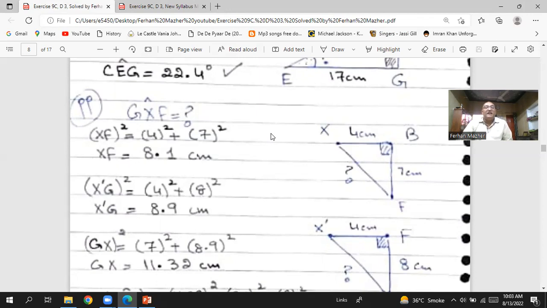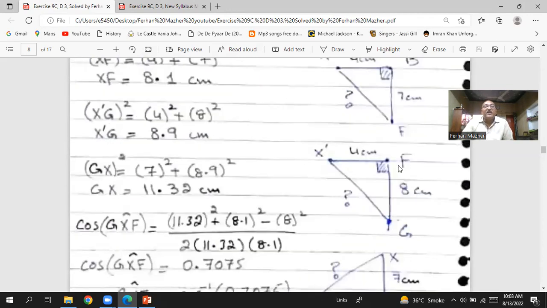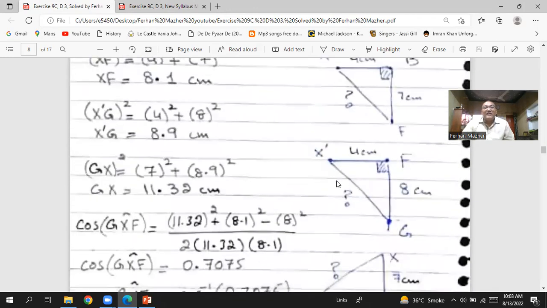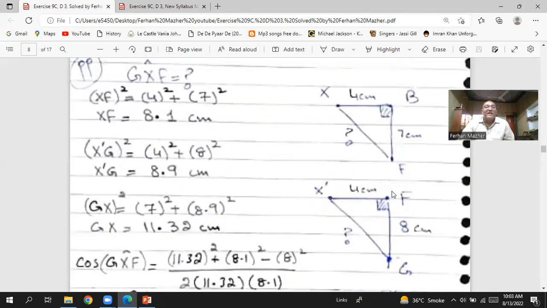And then I will use this triangle, X prime FG. The X prime is exactly below the X on the EF line. So X prime F will also be 4 centimeter, and GF is 8 centimeters. It's a right angle triangle. So I will apply Pythagoras here on X prime G. X prime G whole square will be equal to 4 square plus 8 square. So X prime G will be 8.9 centimeter.